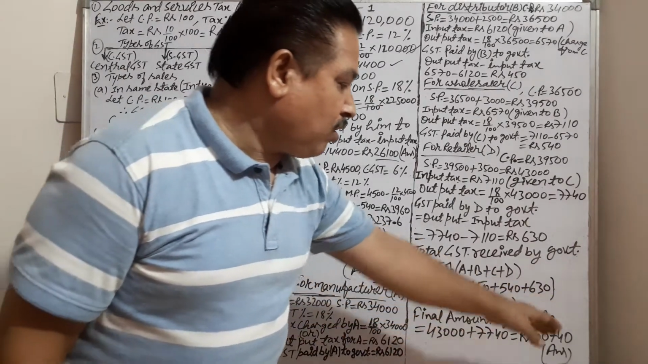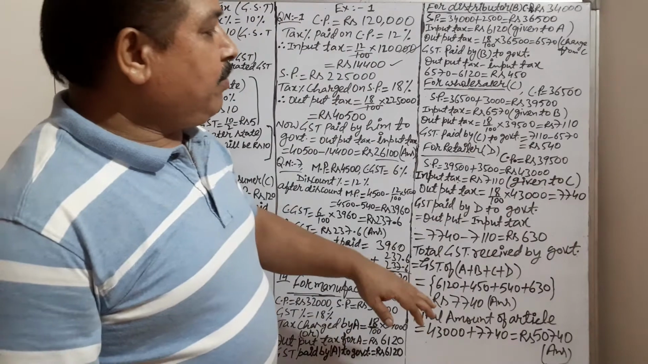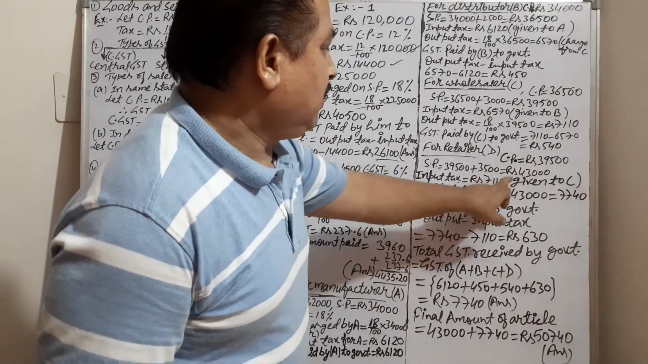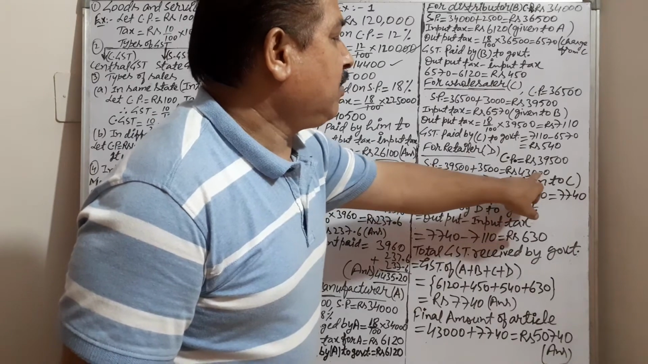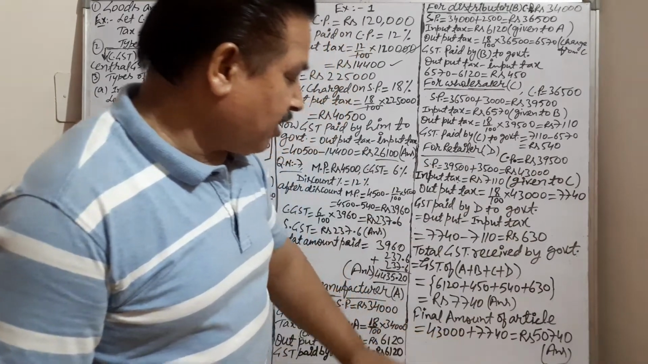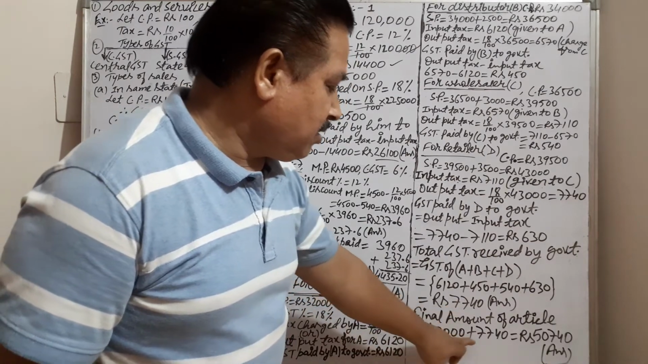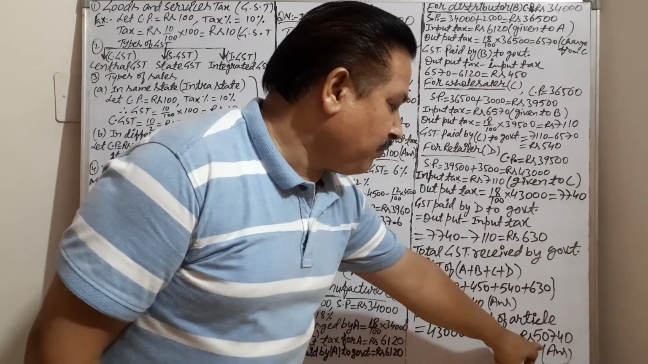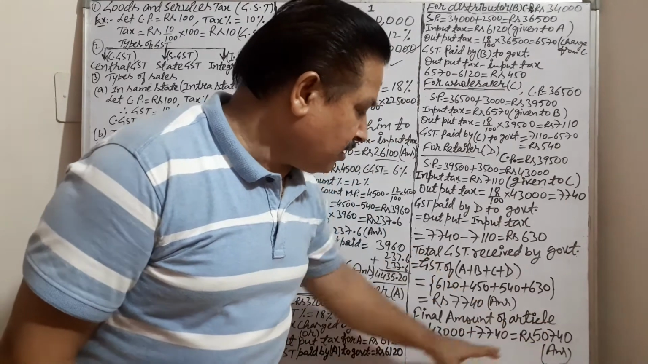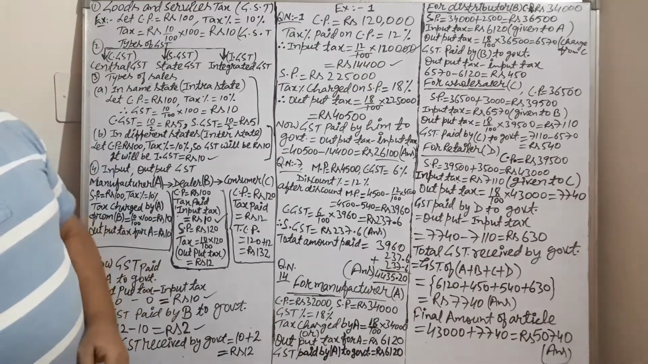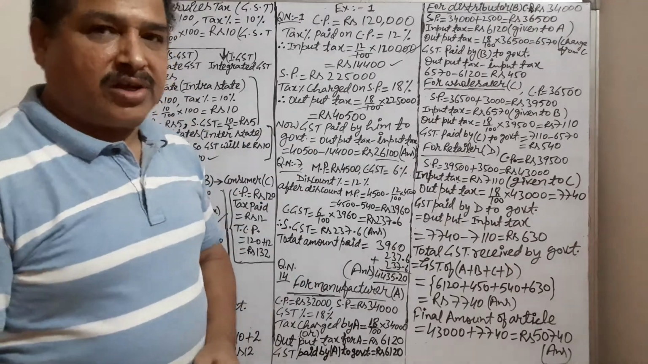Now the final amount of the article. What was the last selling price of the article? It is 43,000. 43,000 plus GST. What is the total GST? 7740. So this is 50,740. This is the total cost of the article. So children, this is GST.